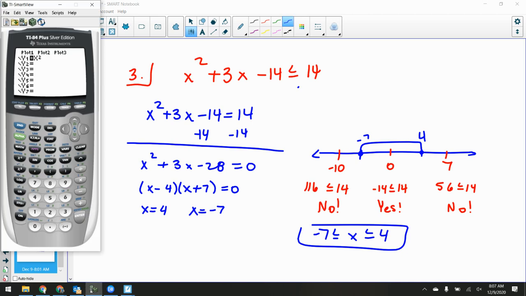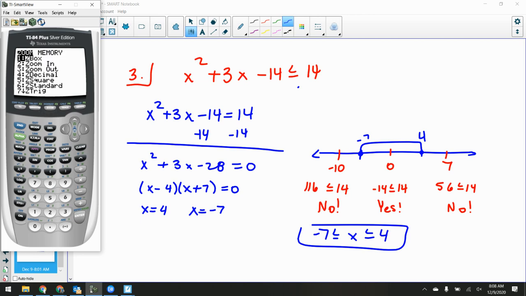x squared plus 3x minus 14, and then 14. So what did I do here? I put y1 on the left side, y2 on the right side. I'm going to treat this like a system of equations. x squared plus 3x minus 14 goes on the left, so it's y1. 14 is on the right. So take a look here.